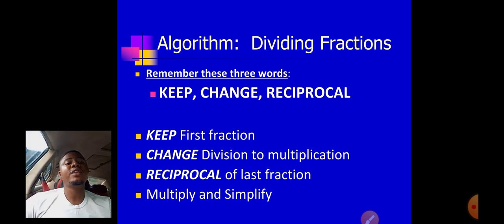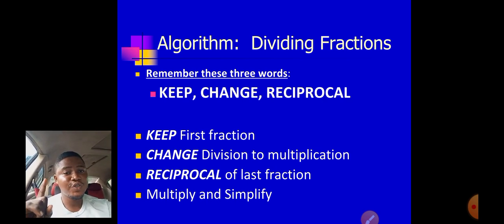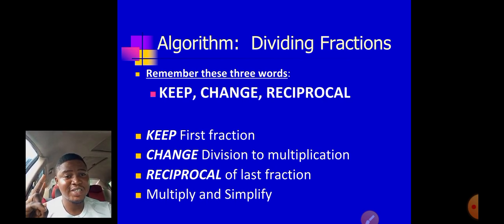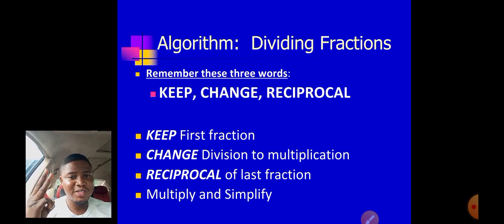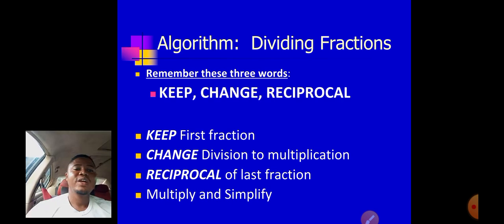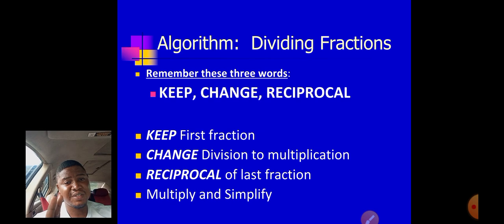We have dividing fractions now. Remember these 3 things. This is all you do when dividing fractions. 1, you keep. 2, change. 3, the reciprocal. The first thing you do while dividing fractions is keep, change, and reciprocal. So say it again. First thing is keep, second is change, and third is reciprocal. Good one. Now, what are you keeping? What are you changing? What is the reciprocal all about? You keep the first fraction.